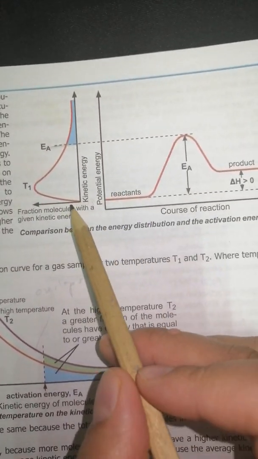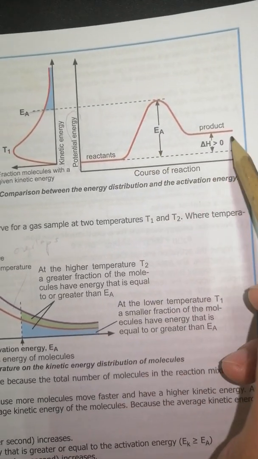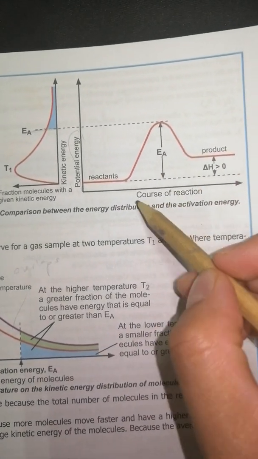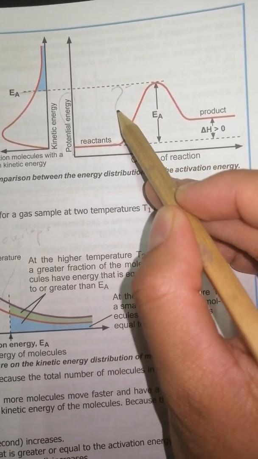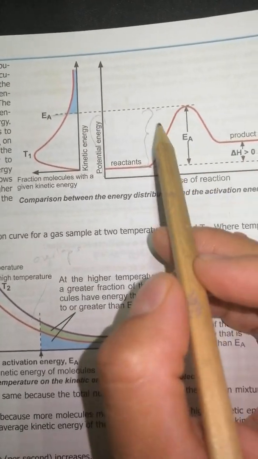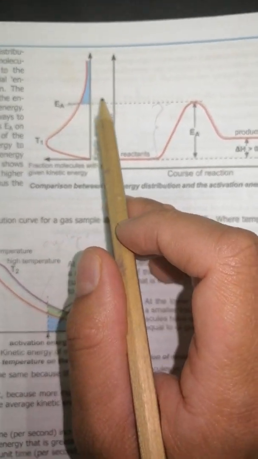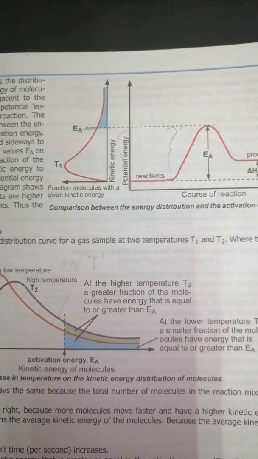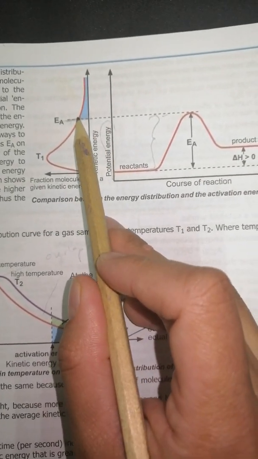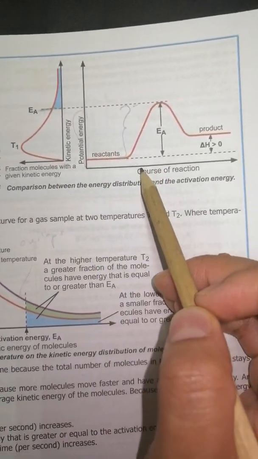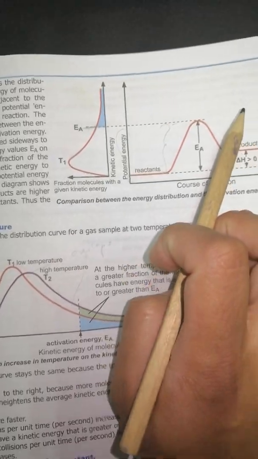Now, if you compare this to a potential energy graph, which is the one that shows whether something is exo or endothermic, the activation energy, which is from the reactants to the highest point, this distance here, will always correspond to the activation energy on a Maxwell-Boltzmann distribution curve. This is not so important for you to know, but just so you're aware of it, the activation energy on a Maxwell distribution curve and on a potential energy diagram will correspond to each other if you flip the other curve around.